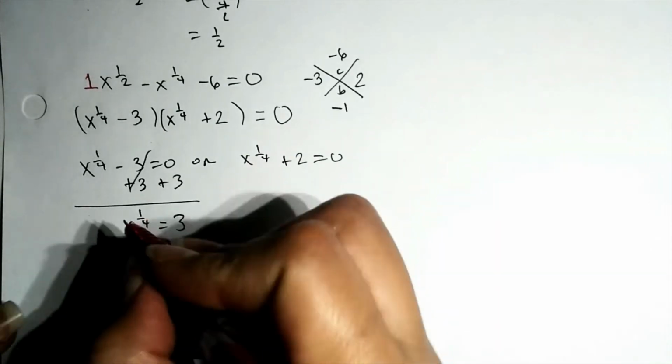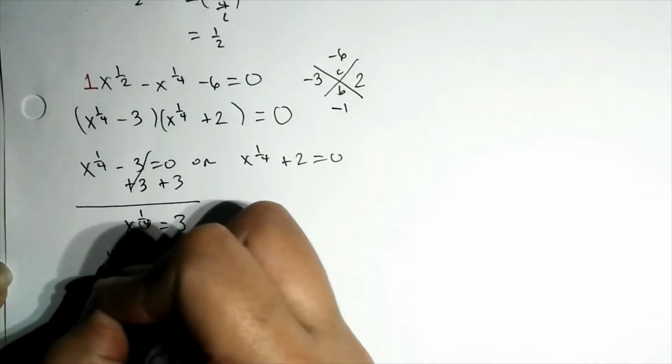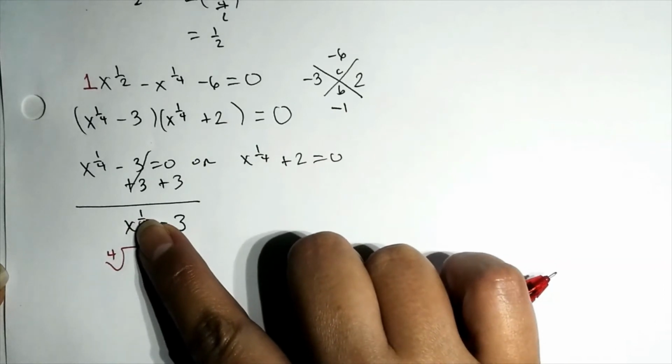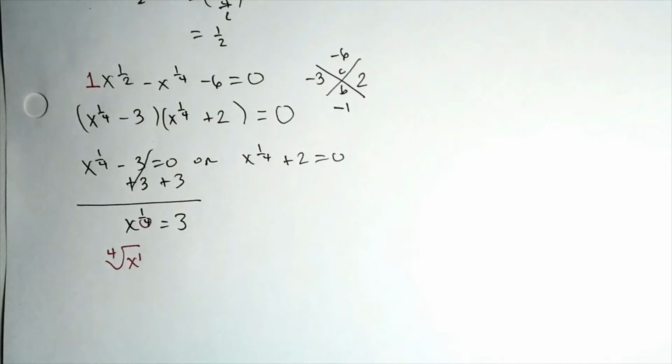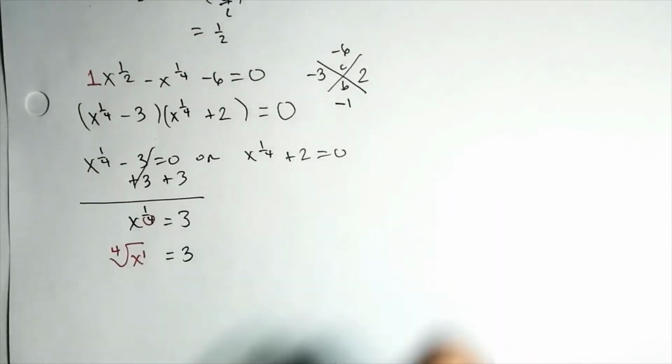So I'm going to start off with the denominator. If the denominator is 4, then that means that the index is 4, and we have the 4th root of whatever we're left with. We're left with x to the first, so we're just going to put x to the first or just x. It's up to you. So the left side gives us 4th root of x, equals the right side, which is 3.